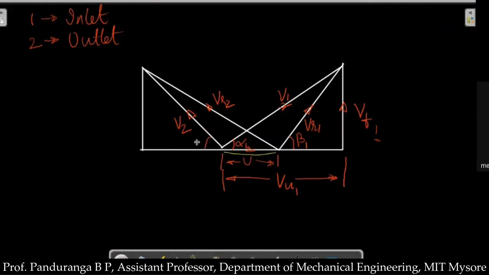The angle made by v2 with respect to u, I'll call alpha 2, and the angle made by vr2 with respect to u is beta 2. Beta 1 and beta 2 are the angles of the blade, and alpha 1 and alpha 2 are the angles of the rotor.